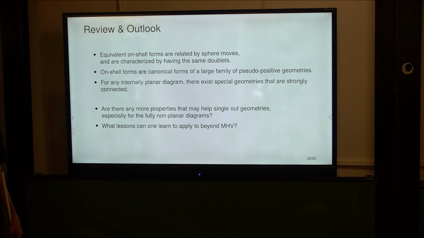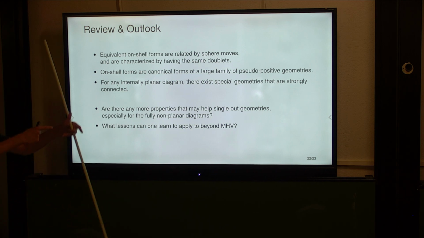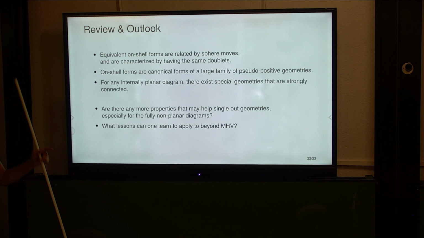Is there any sphere move that's not the square move, but exists in the planar world? No, definitely not. The square move is the only one. You can combine square moves into retriangulating anything you want, but everything can be built out of it.